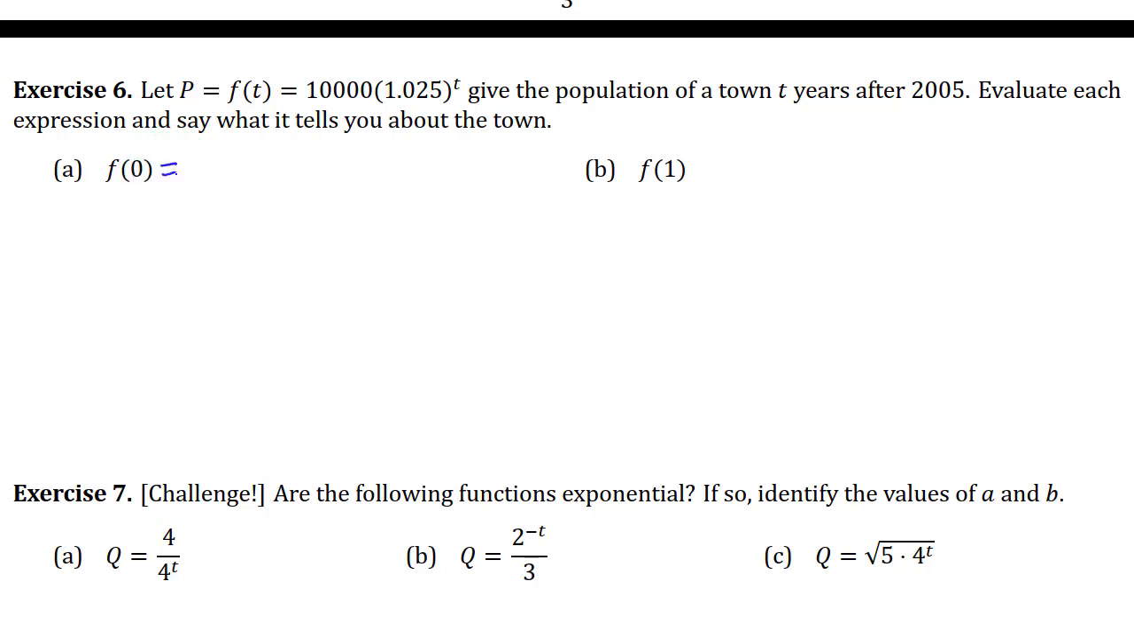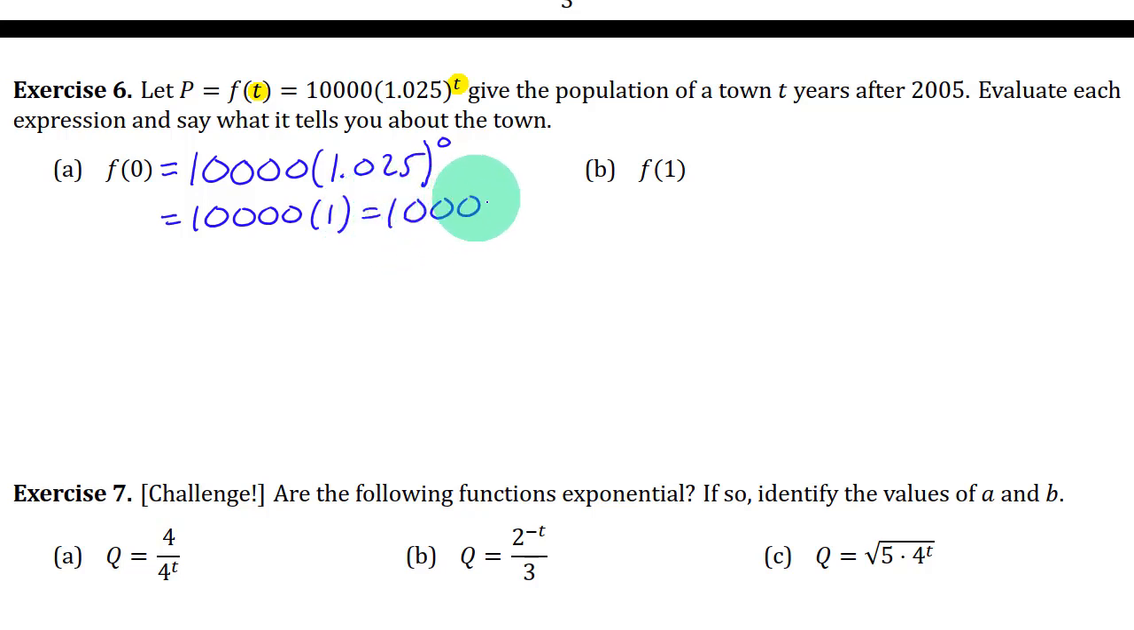So f of 0, we're going to get by replacing the t here with 0. So it's going to be 10,000 times 1.025 to the power 0. And anything to the power 0 is 1. So this just gives you 10,000 times 1, which is just 10,000. So what does that tell you about the town? That is the population of the town 0 years after 2005, because that's what t represents, the number of years after 2005.